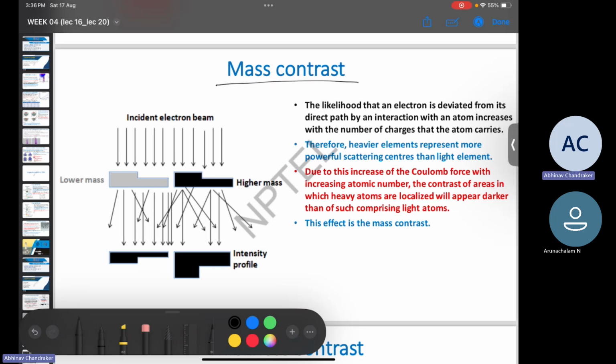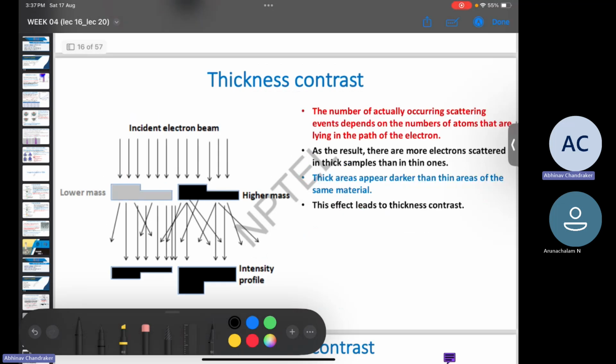So as I earlier touched upon, as the atomic number of the atoms increases, the atomic mass will also increase, and it will lead to more Coulombic interactions of the electron with the atom, which will lead to more likelihood of scattering as well as scattering by larger angles. So if we have atoms of larger mass, we can expect that there will be more scattering, and as a result a contrast will be formed on the image. This is called mass contrast.